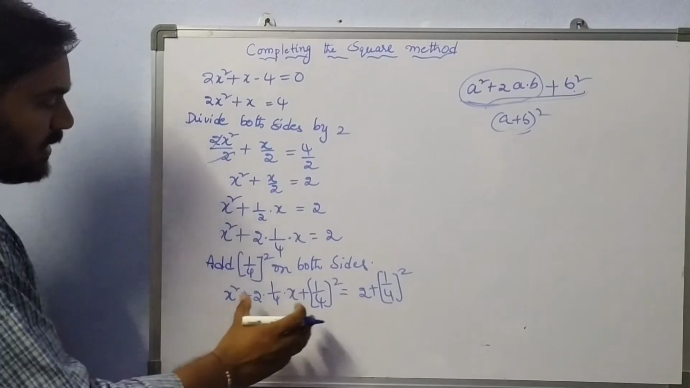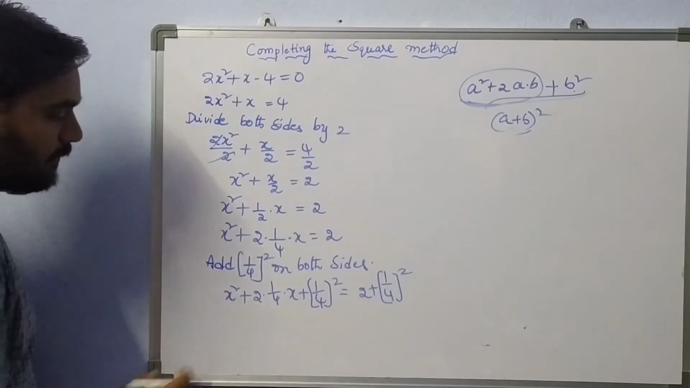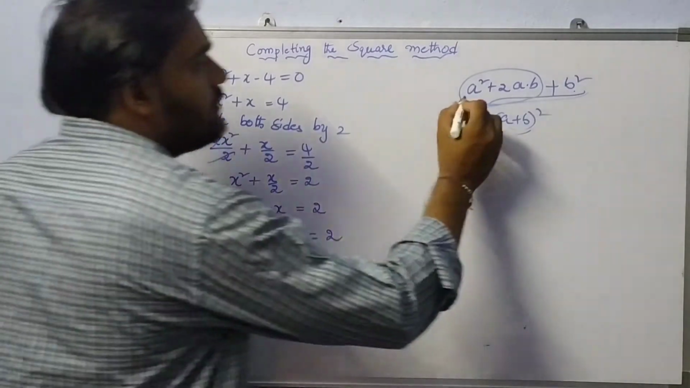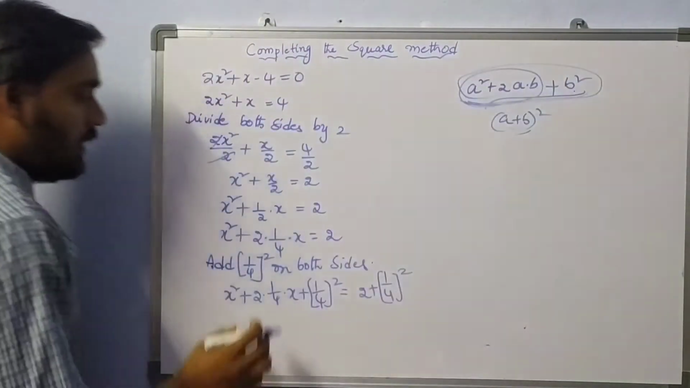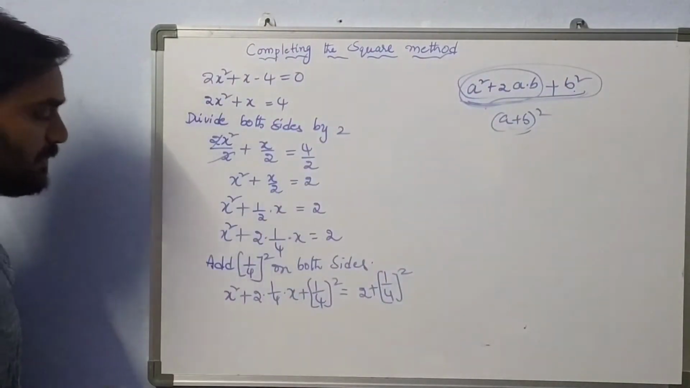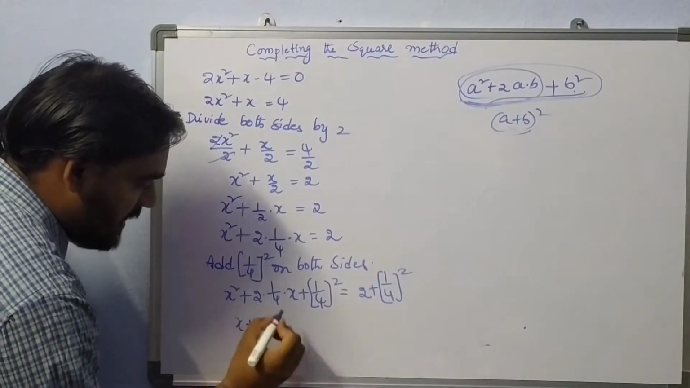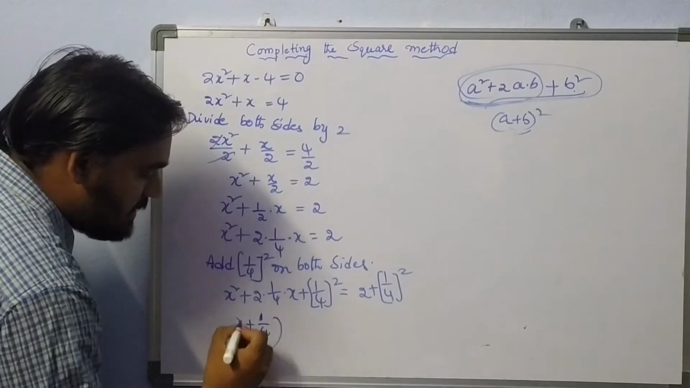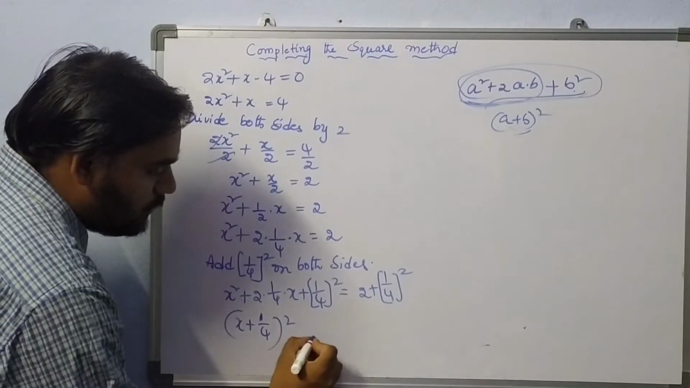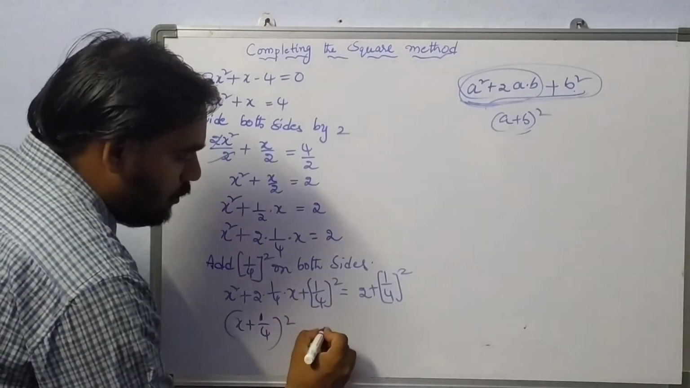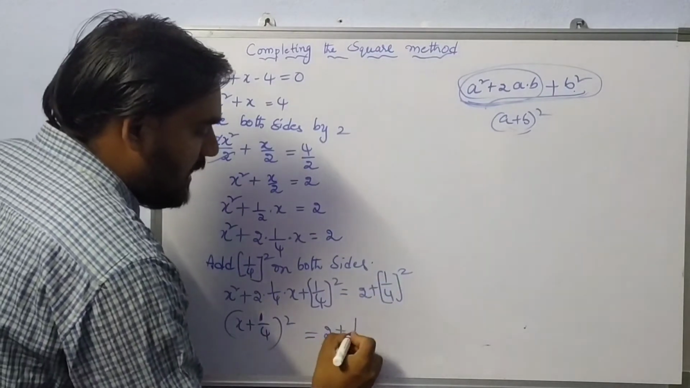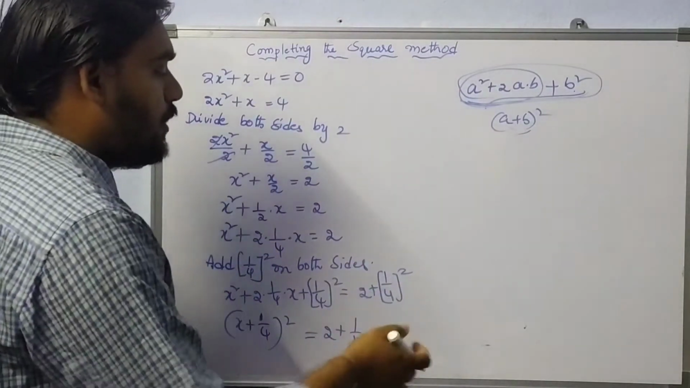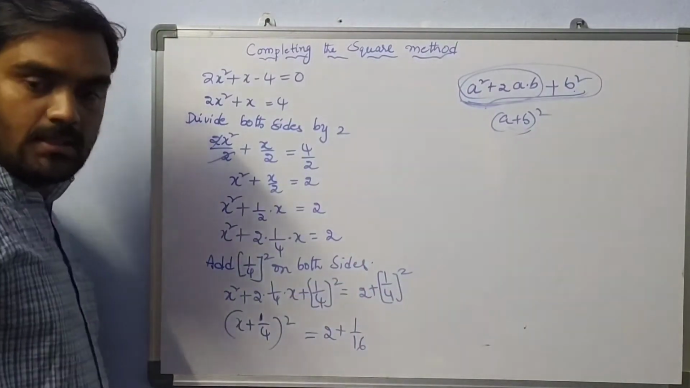Now at that time, it is in the form of a square plus 2ab plus b square. So it is in the form like this. Now this can be written as a plus b whole square. So x plus 1 by 4 whole square is equal to 2 plus 1 by 16. See, 1 by 4 whole square means 1 by 4 into 1 by 4, we will get 1 by 16.